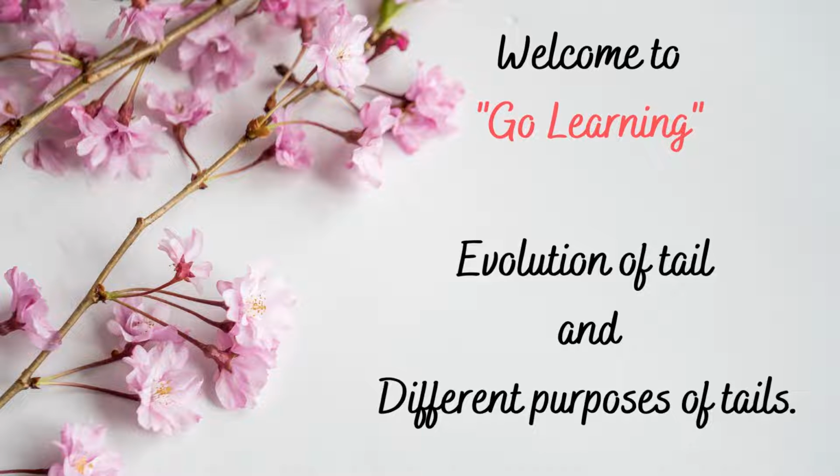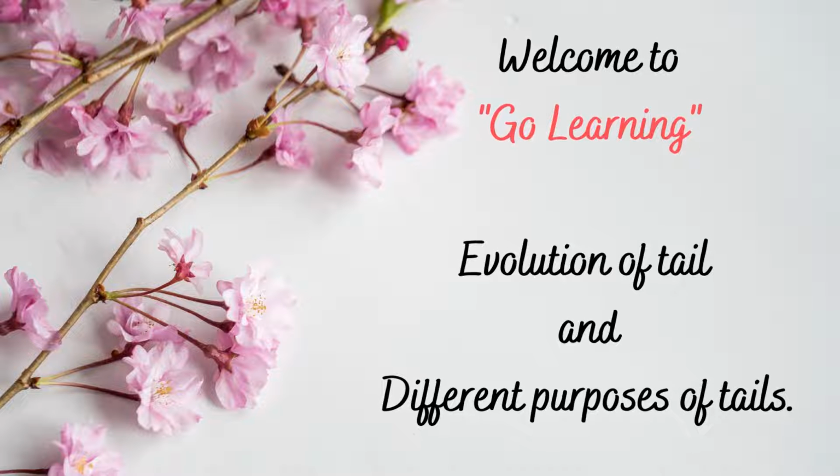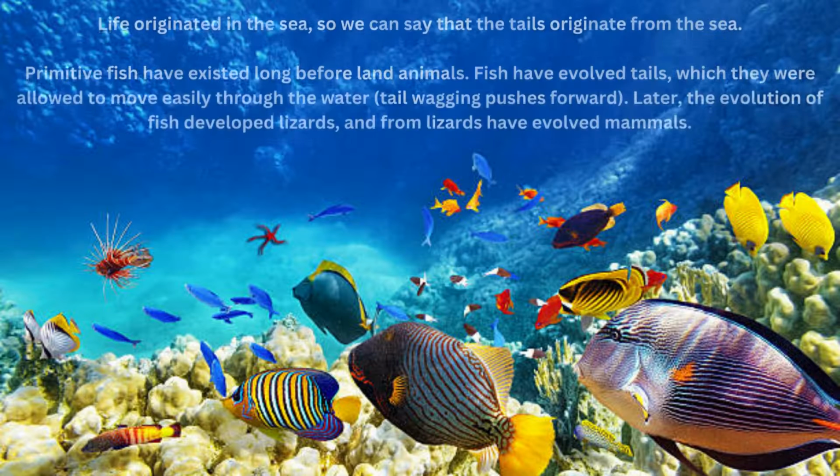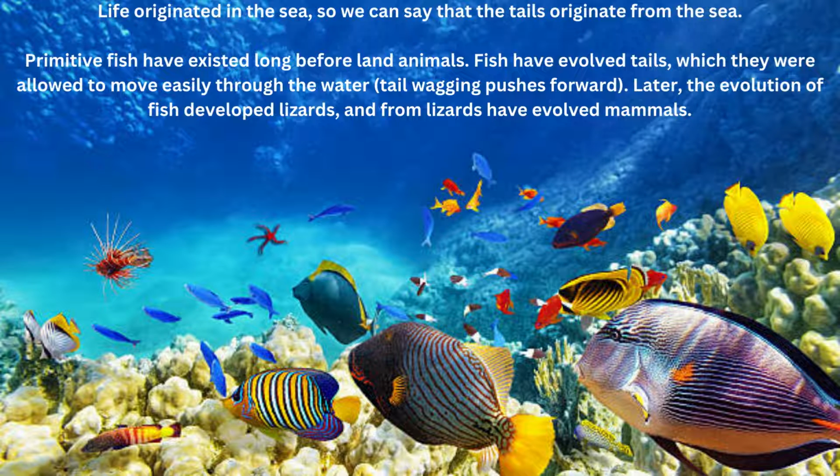Today we will discuss the topic evolution of tail and its different purposes for different animals. We all know life originated in the sea, so we can say that the tails originate from the sea. Primitive fish have existed long before land animals. Fish have evolved tails which allowed them to move easily through the water. Later, the evolution of fish developed lizards, and from lizards have evolved mammals.